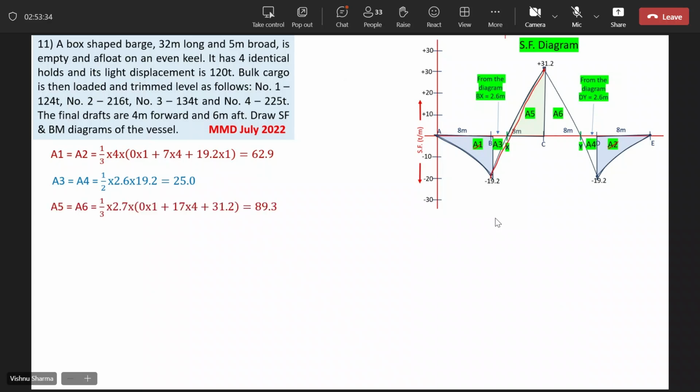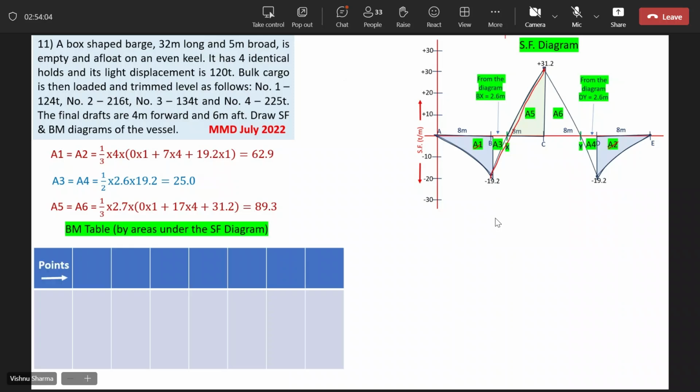I have calculated these areas, beta, A1 to A6. A1 and A2 are the same, A3 and A4 are the same, A5 and A6 are the same. And now obviously, how many points do I need for the BM table, beta? Look at the diagram, the SF diagram. How many points will I need? 7. 5 plus 2.